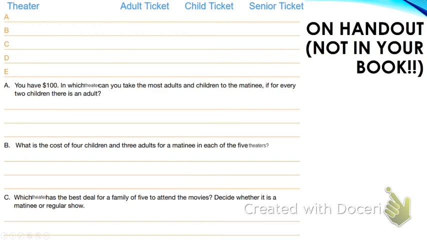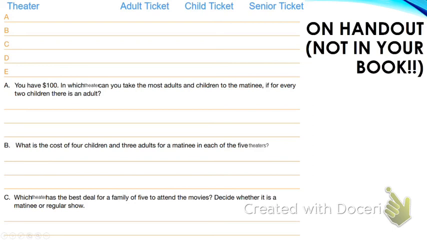So I want you to figure out in which theater you can take the most adults and children if for every 2 children you have to take 1 grown-up to supervise them. So you can't have like 1 adult and 50 kids. Not going to work. So for every 2 kids, you have to have 1 grown-up to supervise them. What's the maximum number of people you can take?